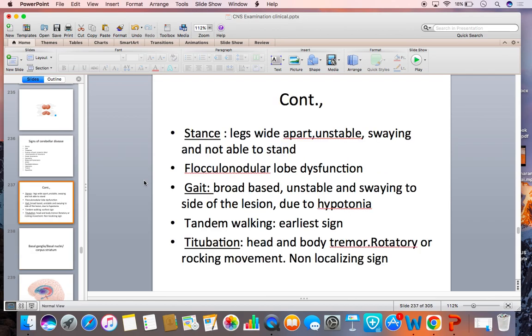Well, these are the manifestations of cerebellar disease. Then let us go into a little more information related to the cerebellar connections with the rest of the neuraxis.